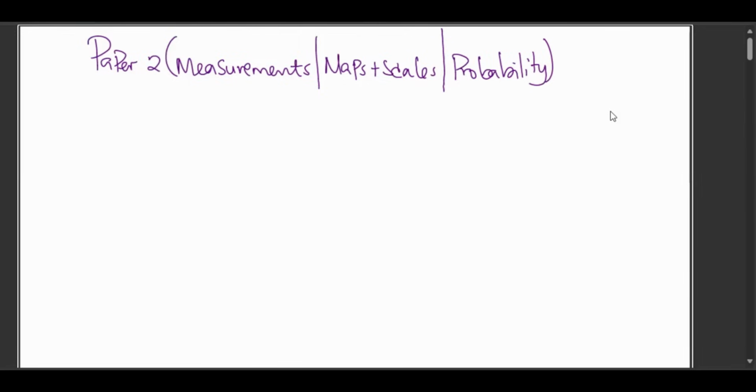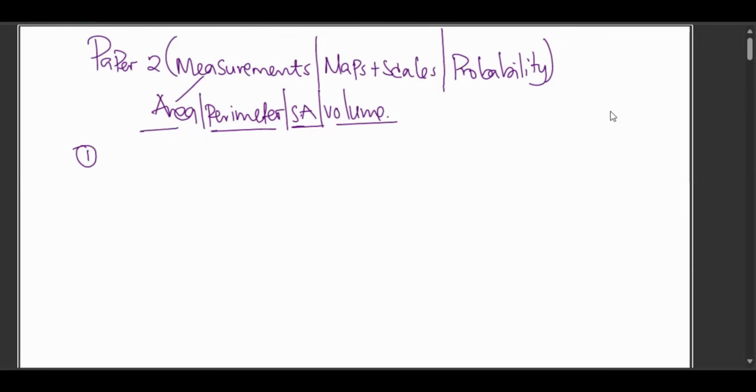Anyway, what we mean by measurements, we expect to look at area, we expect to look at perimeter, we expect to look at surface area, we expect to look at volume. Among all these, what I want you to remember is that 1, before you touch any question, the units have to be the same.